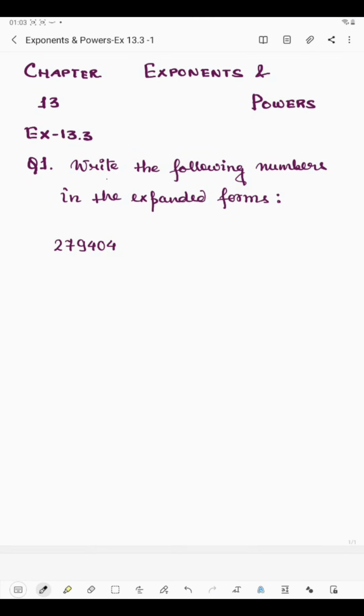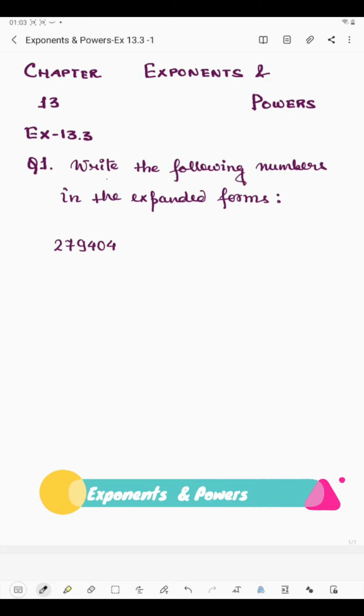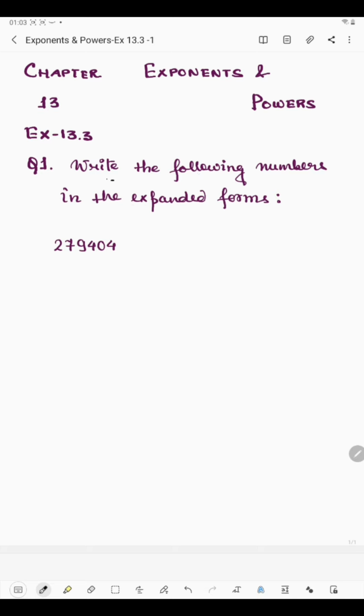Hello students, now I am going to start question number 1 of exercise 13.3. Question number 1 says write the following numbers in the expanded form. Expanded form you have done before. So here if I say 531, how to write this number in expanded form?